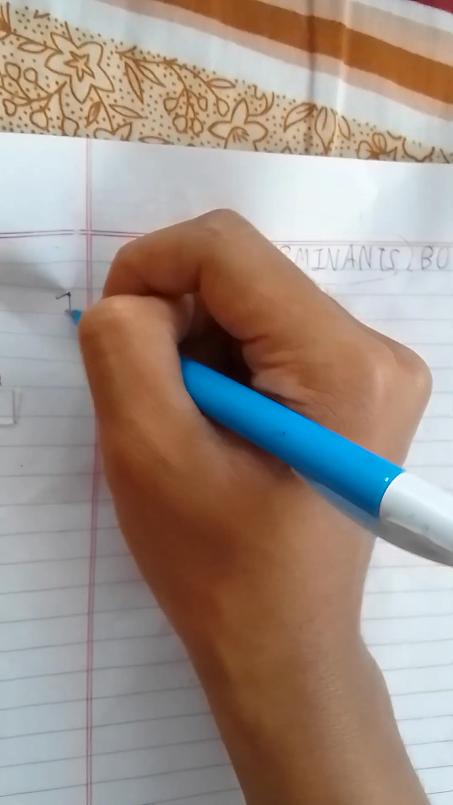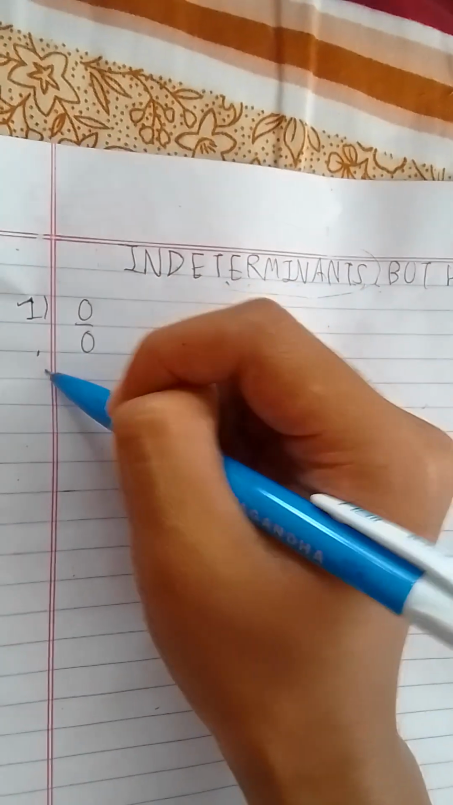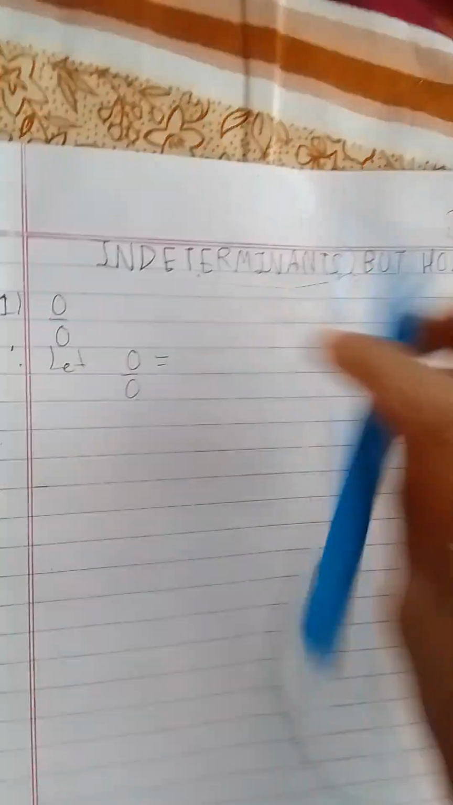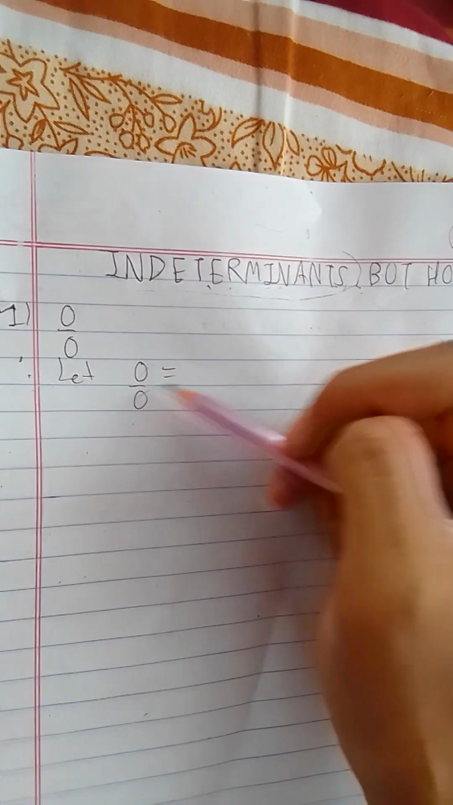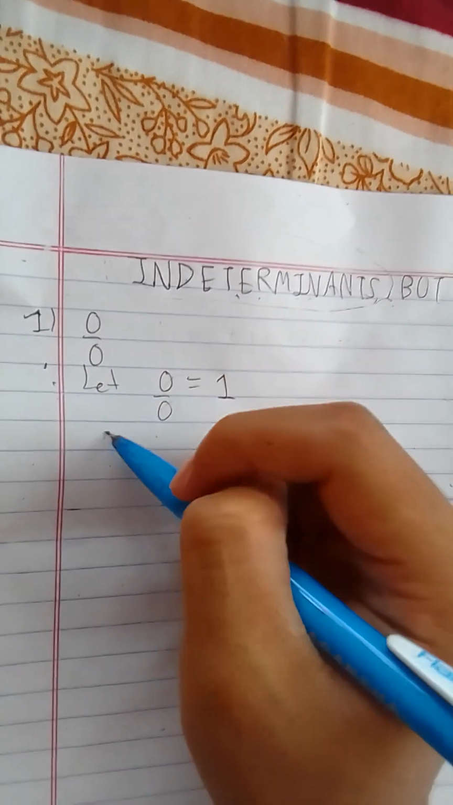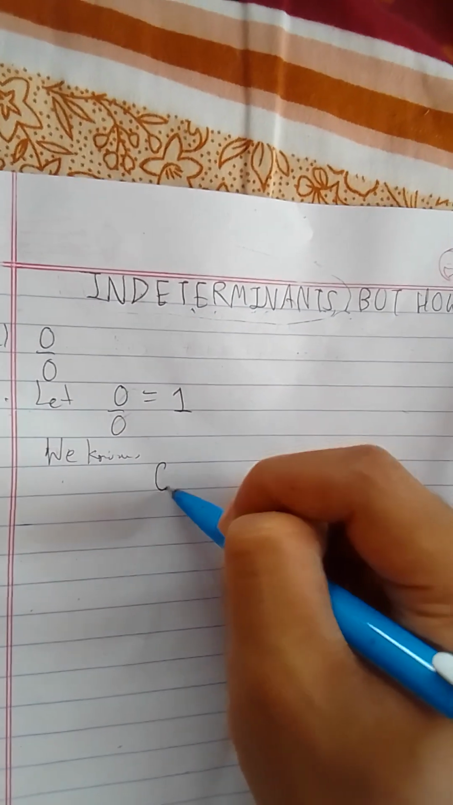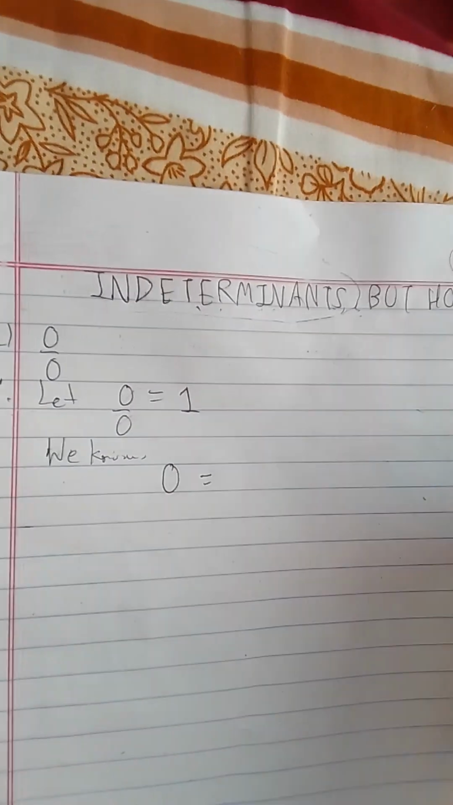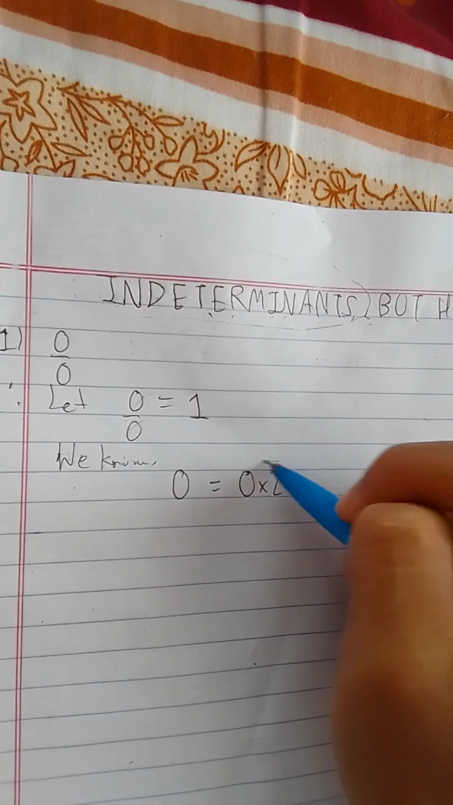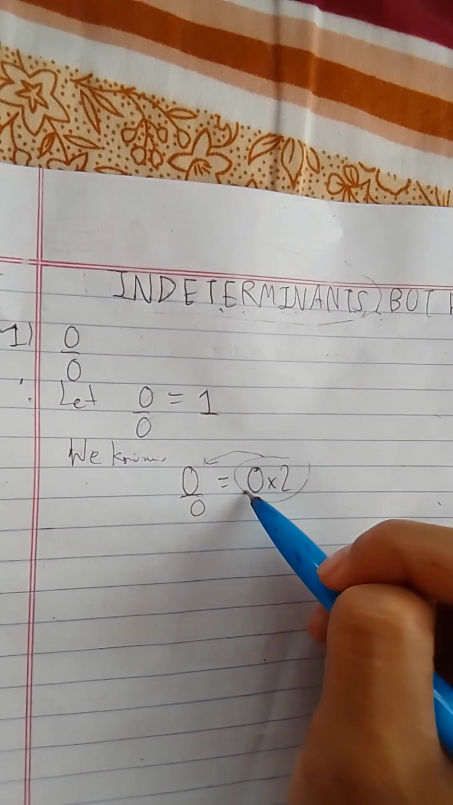So the first one is 0 by 0. Let 0 by 0 equal, for simplicity, let's just say they cancel to give 1. Now we know that 0 times any number is 0. Let's take for an example 0 times 2, which will be 0. Now let's divide both sides by 0.